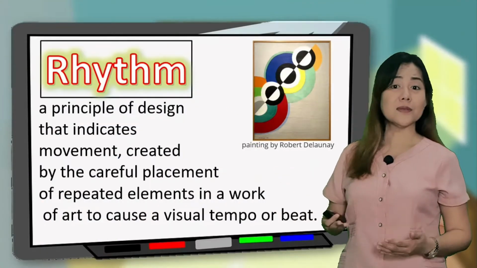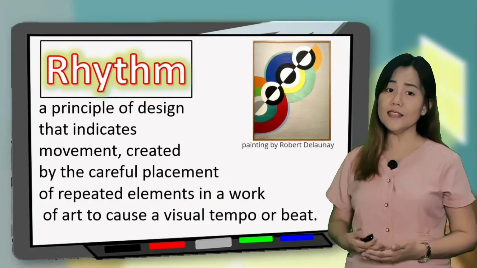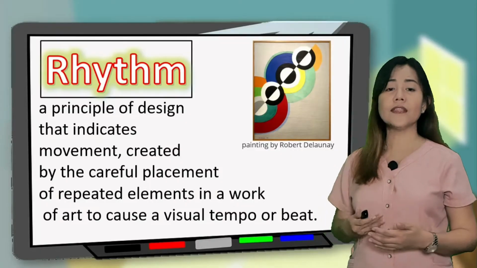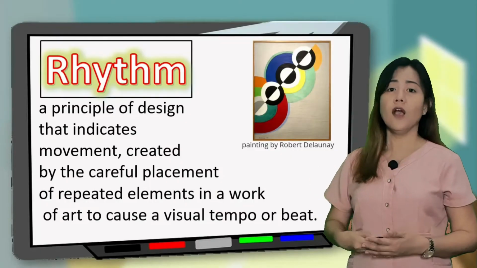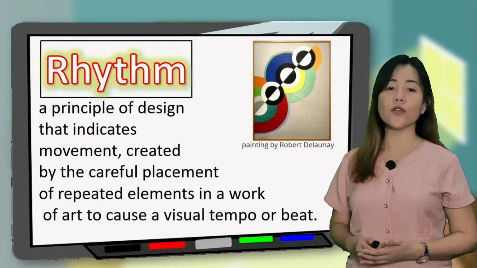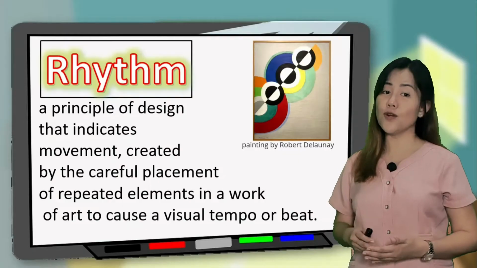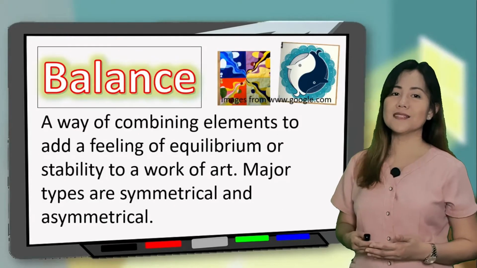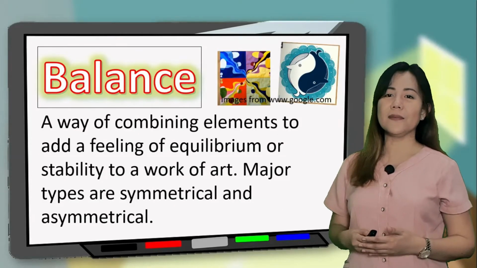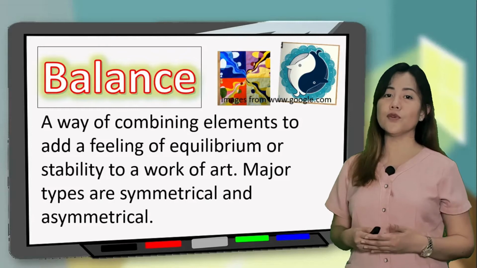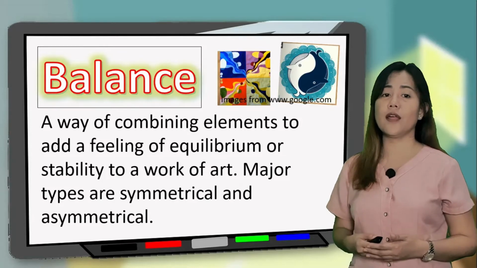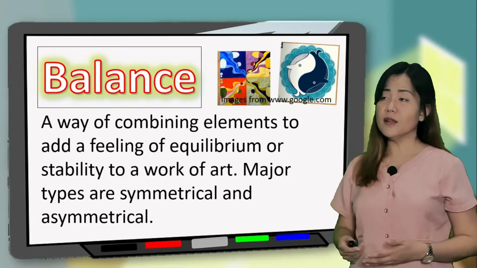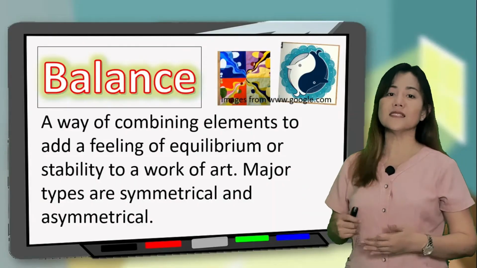Rhythm, a principle of design that indicates movement created by a careful placement of repeated elements in a work of art to cause a visual tempo or beat. Balance, a way of combining elements to add a feeling of equilibrium or stability to a work of art. Major types are symmetrical and asymmetrical.